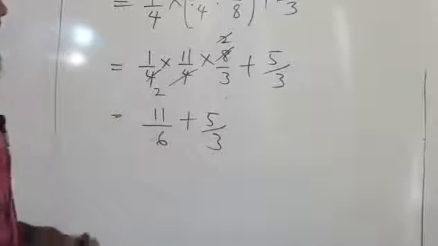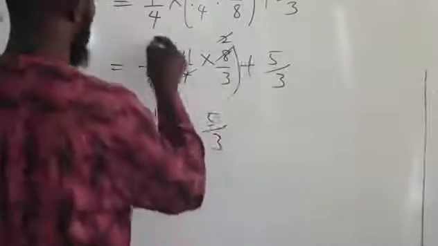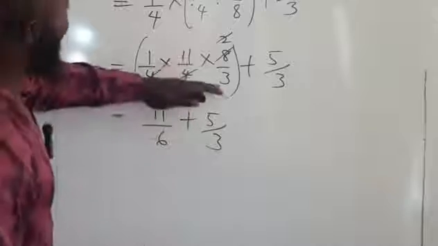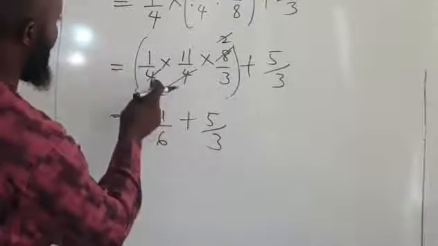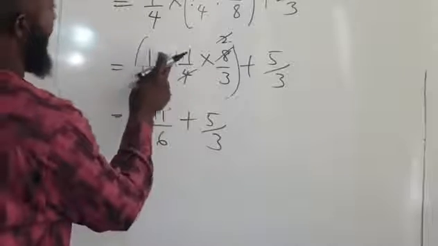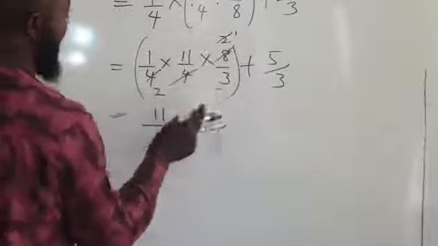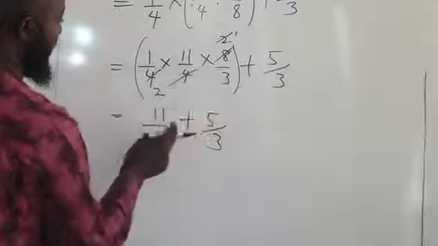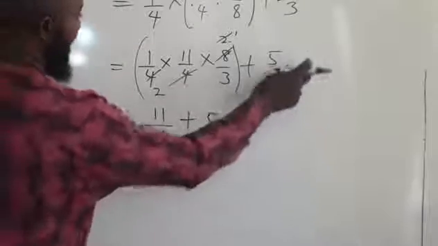You notice that, let me put this in brackets so I will not confuse you. So we know that we finish this one before we add. So 4 here 1, 4 here 2, 2 here 1, 2 here 2. So we have 1 times 11 times 1, that gives 11. 2 times 3 gives what? 6. Plus 5 over 3.